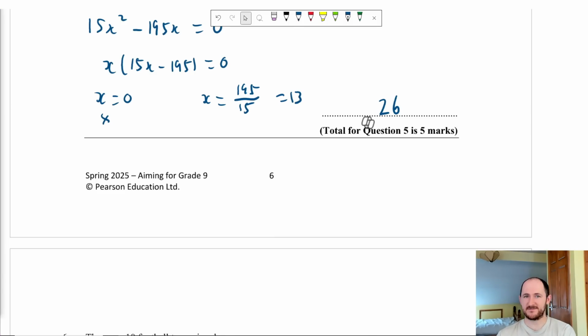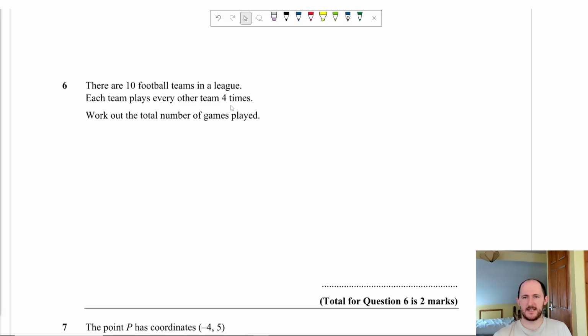That's fun, isn't it? There are 10 football teams in a league. Each team plays every other team 4 times. Interesting. Work out the total number of games played. So here's what we're going to do. I'm going to ignore the 4 times for now. I'm going to say, what would it take? How many matches would have to be played for them to play each other 1 time?